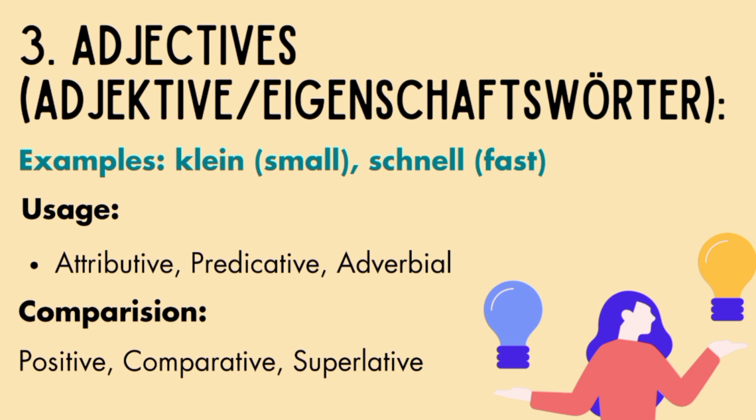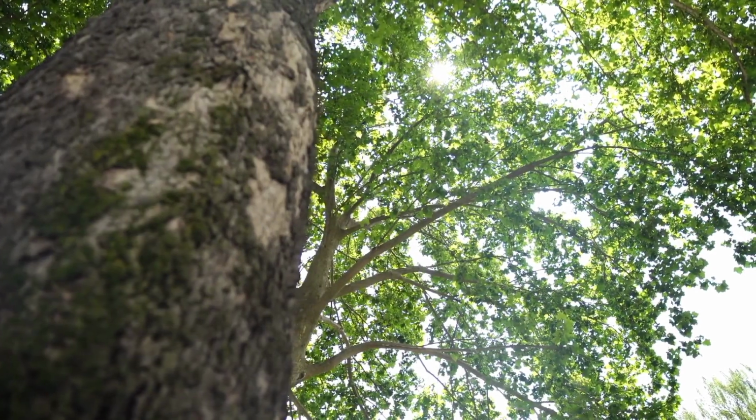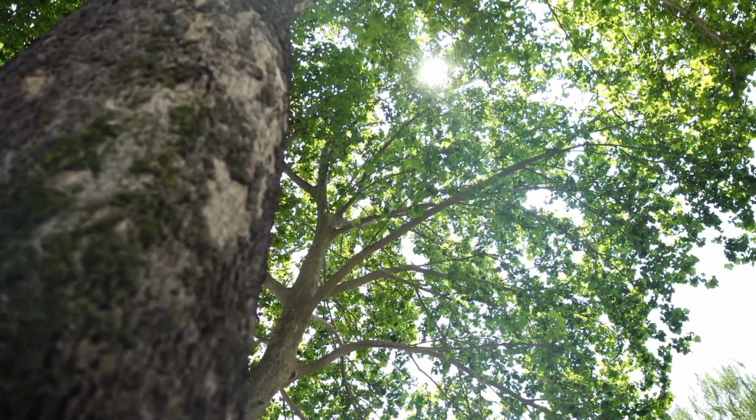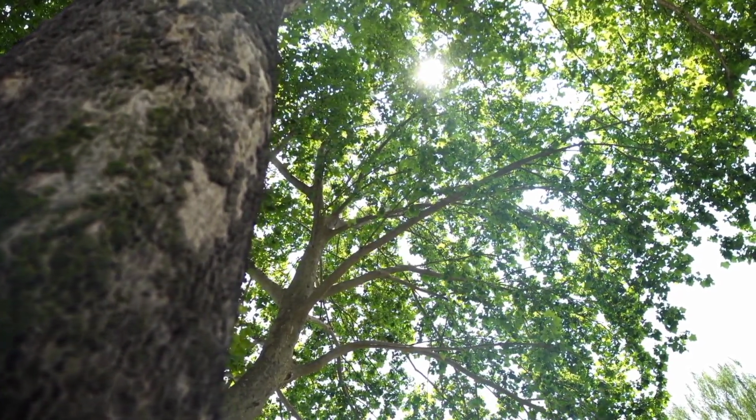Adjectives can be used in 3 different ways. In terms of spelling, they are always written in lowercase. Here are some of the usages of adjectives. Number 1 is attributive use. Adjectives are declined based on the gender, number, and the case of the noun they describe. For example, the big tree is in the garden. So here we are telling the attribute or the quality of the tree, that it's big.